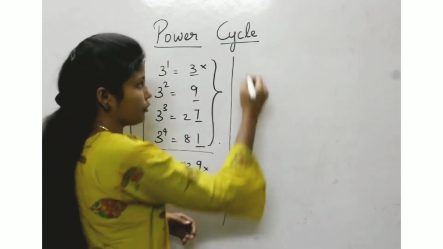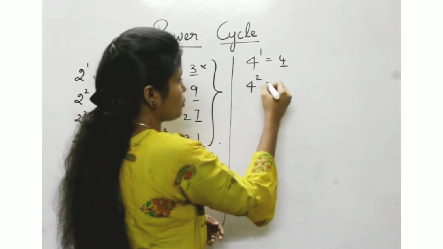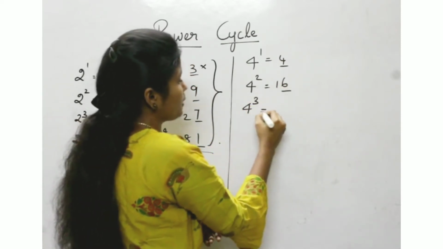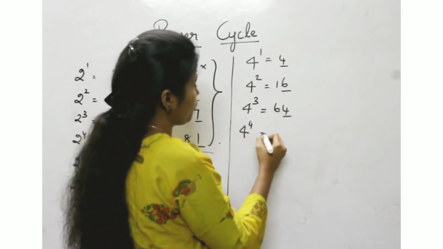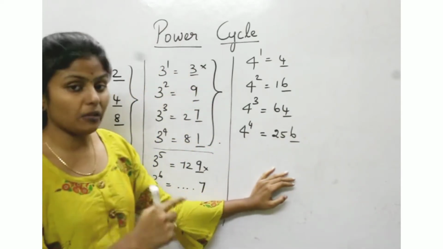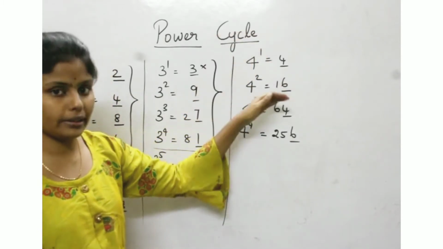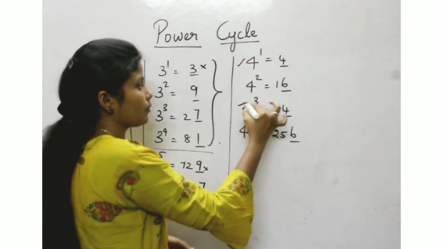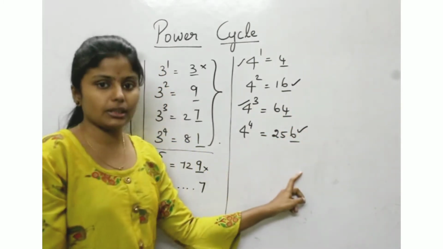Proceeding with powers of 4, 4 power 1's unit digit is 4, 4 power 2 is 16, where the unit digit is 6, 4 cubed is 64, where the unit digit is 4, and 4 power 4 would be 256, where the unit digit is 6. Now if you look at the powers of 4, the unit digits are either 4 or 6. I can conclude that 4 to an odd power has a unit digit 4, and 4 to an even power has a unit digit 6.